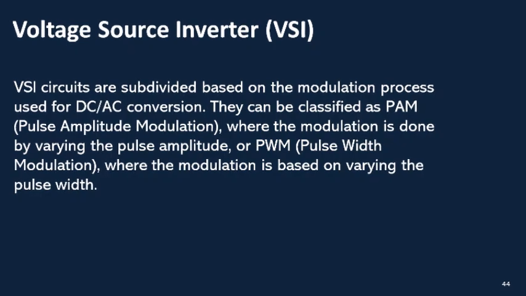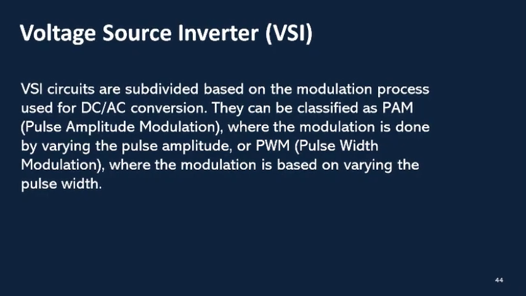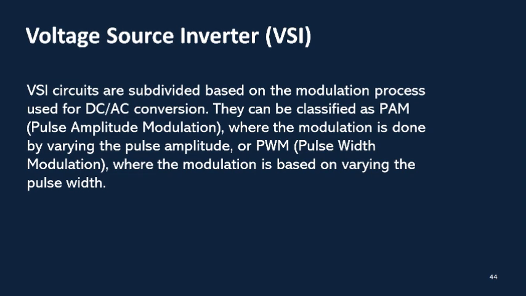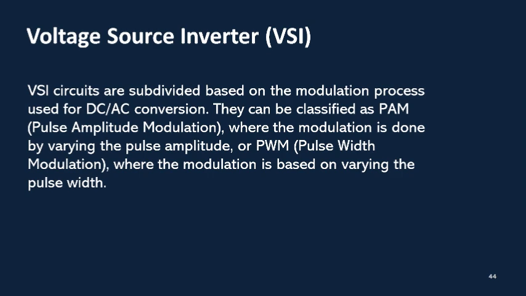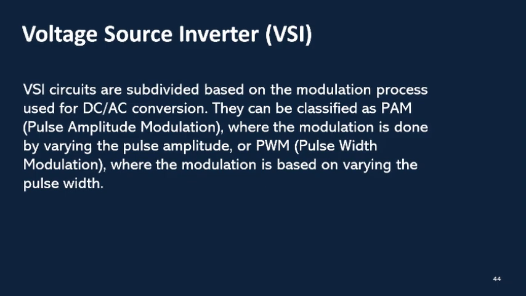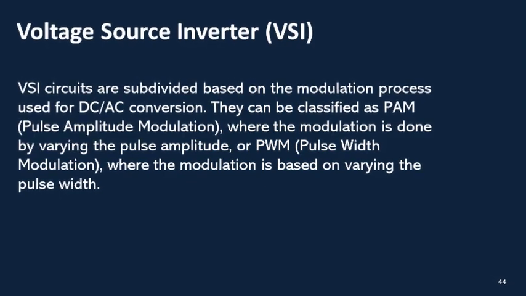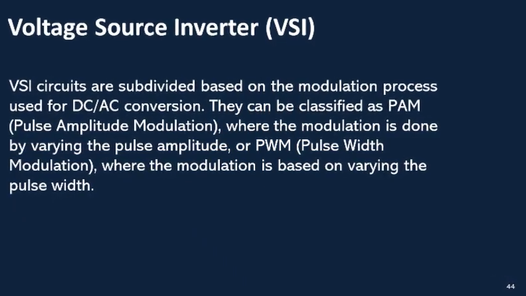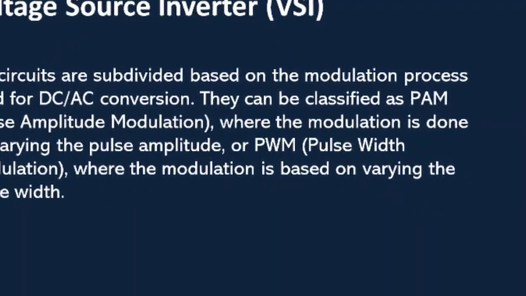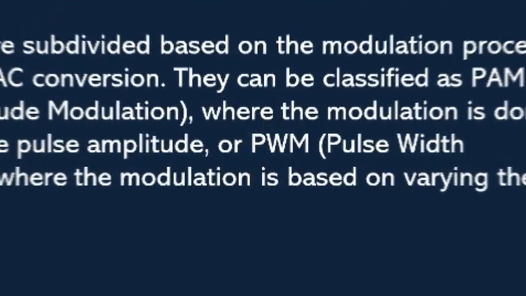Voltage source inverter, VSI. VSI circuits are further classified based on the modulation technique employed for DC/AC conversion. They can be categorized into PAM, pulse amplitude modulation, where the modulation is achieved by varying the pulse amplitude, or PWM, pulse width modulation, where the modulation is based on varying the pulse width. These modulation methods play crucial roles in controlling the output voltage and frequency of the AC signal generated by the inverter, thereby influencing the performance and efficiency of the AC motor drive system.